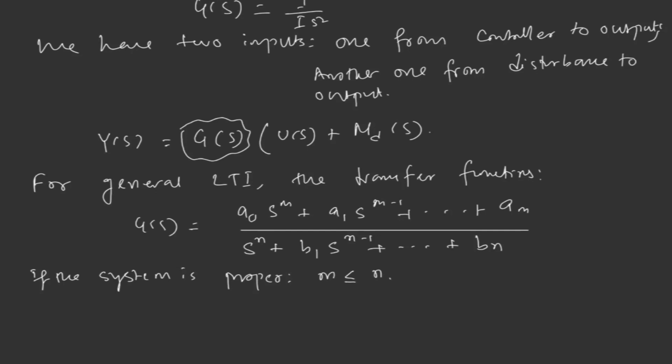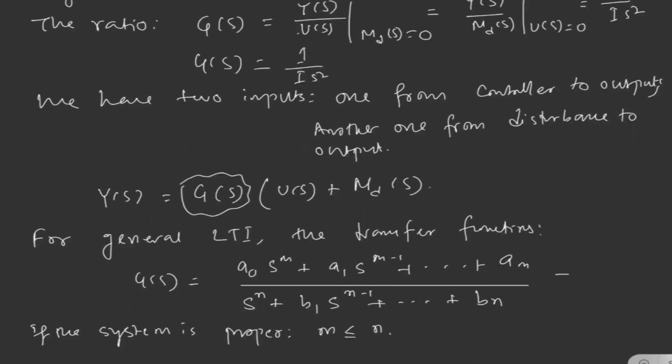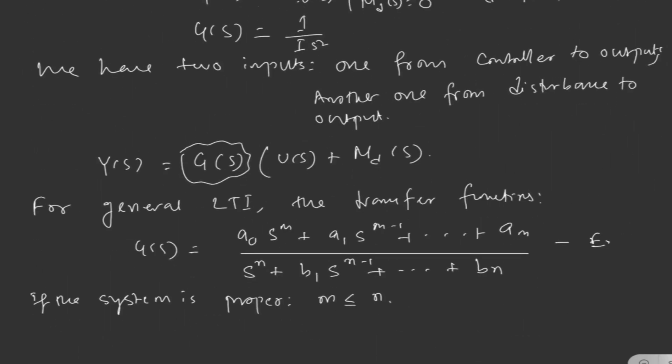Let me write this as equation number 4. Here, ai and bi are the real coefficients of G(s).